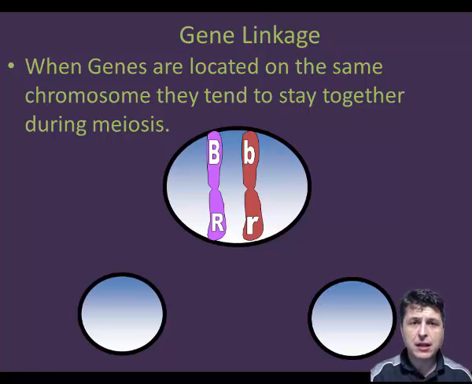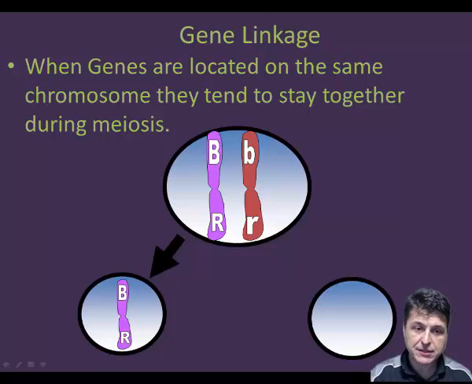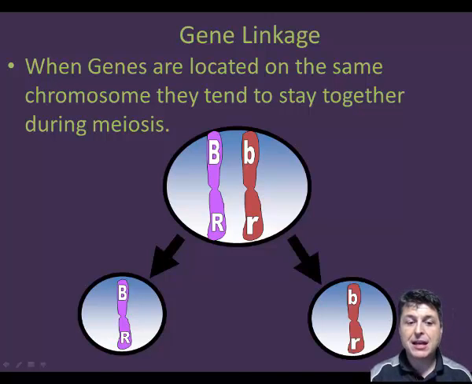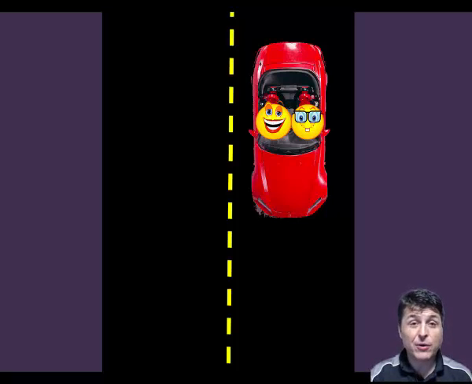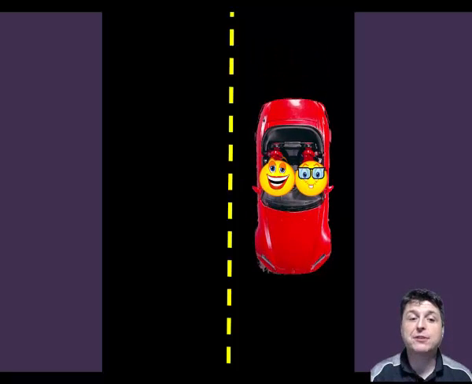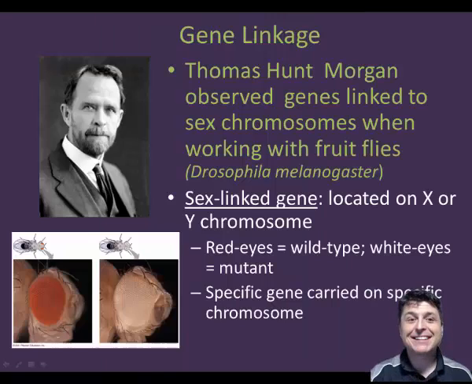But when alleles are on the same chromosome, they tend to stay together during meiosis. It's very difficult for them to separate. So because the dominant alleles in this case are on the same chromosome, they will tend to go together. Or the recessive alleles will tend to go together. It's kind of like being in the same car going on the trip. You can't quite easily go in separate directions. You have to go where the car goes.